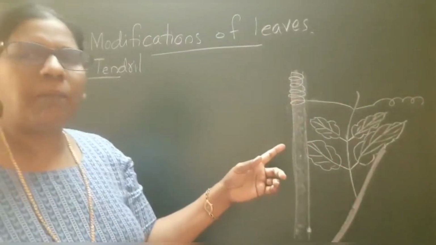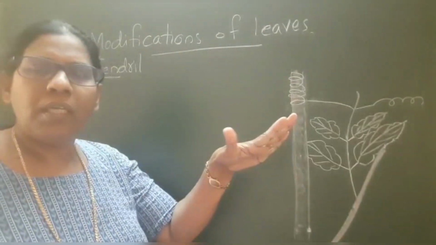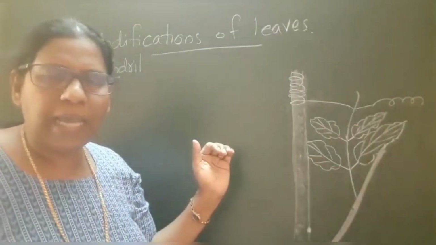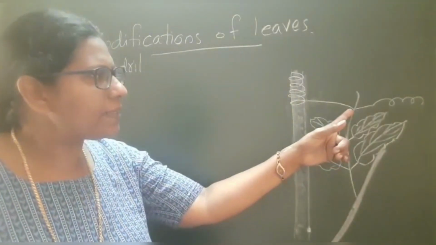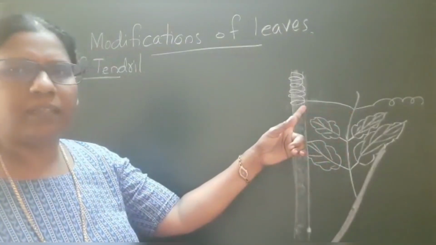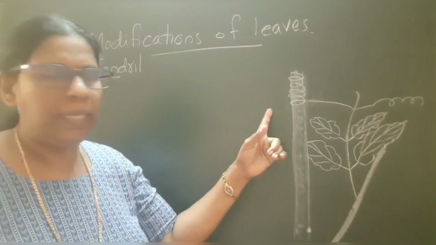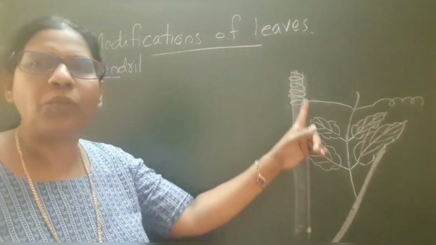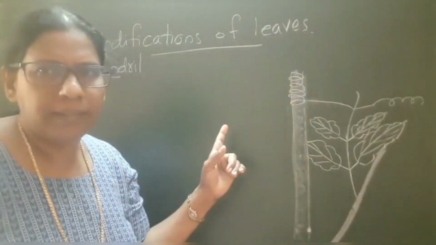For the Karela plant or bitter gourd plant, what do we do? We give support to the plant to climb up. So there, this leaf tendril coils around the support, and then it helps the plant to climb up. That is what the leaf tendril does.